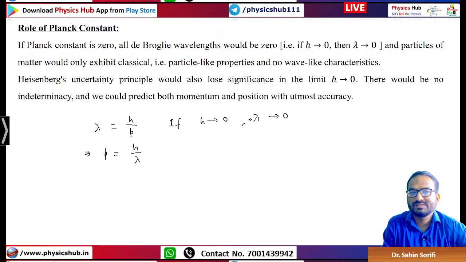So what does it mean? De Broglie wavelength becoming 0 means particles of matter would only exhibit the classical aspect. Only particle-like nature will be there, no wave-like nature.